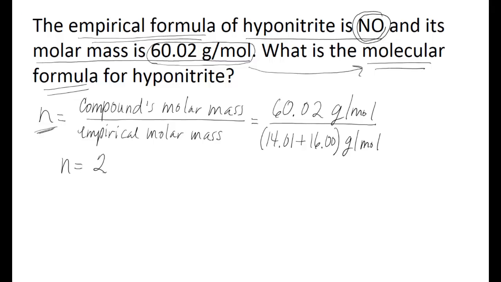to be 2. So then you take that whole number multiple and multiply the subscripts in the empirical formula. So here's our empirical formula. In this case, the subscripts, because there aren't any written, are an implied 1. So you multiply both of those subscripts by 2 to get the molecular formula. So your molecular formula will be N2O2. So that is going to be the molecular formula for hyponitrite.